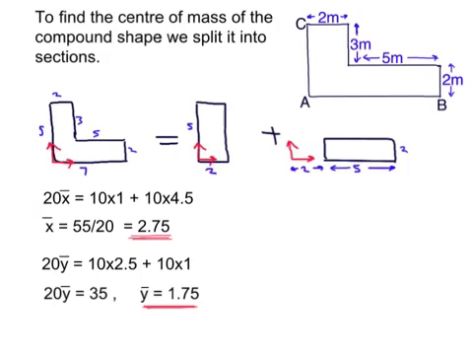Exactly the same for y bar. The total area is still 20, and that's an area of 10 still, times 2.5, which is this distance here, and an area of 10 times 1, which is this vertical distance here. Doing all of that, we get y bar is 1.75.